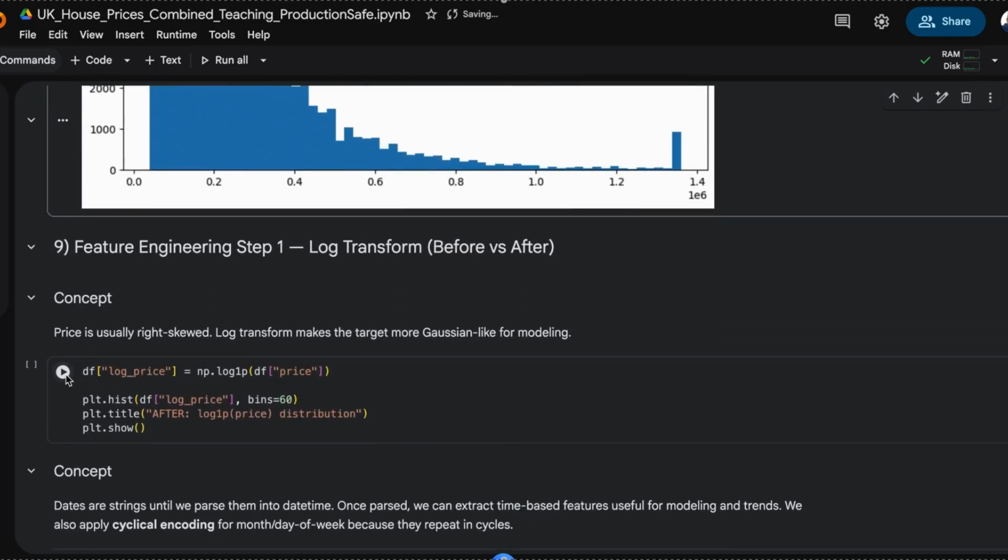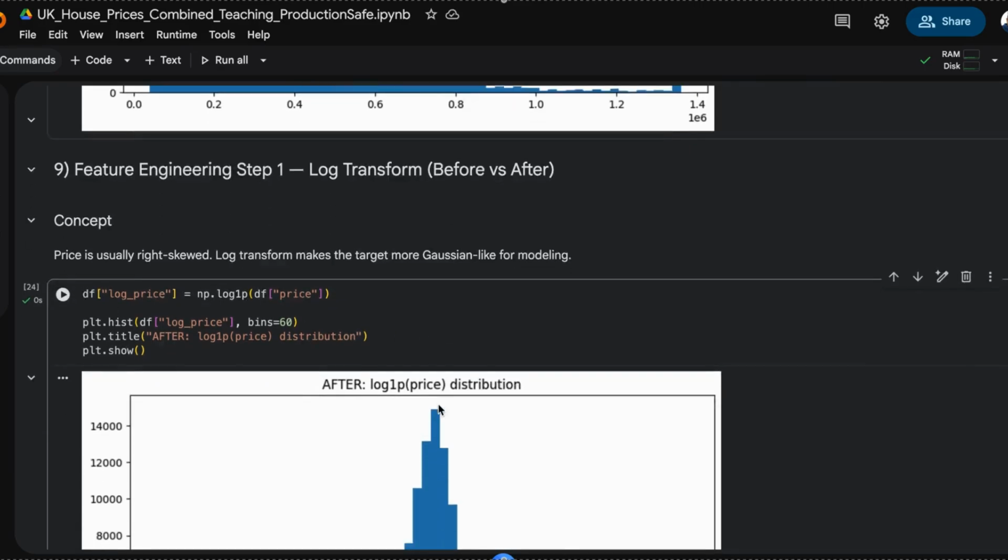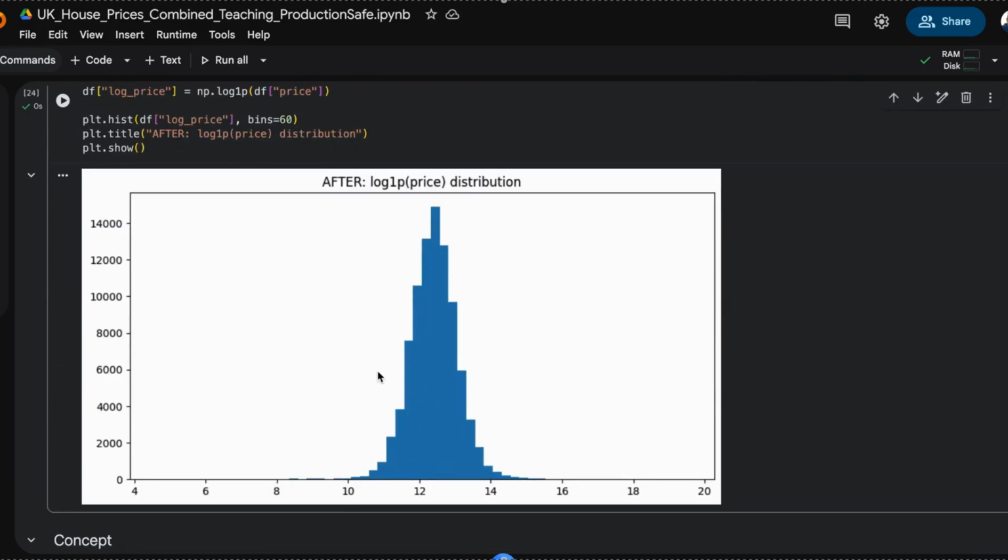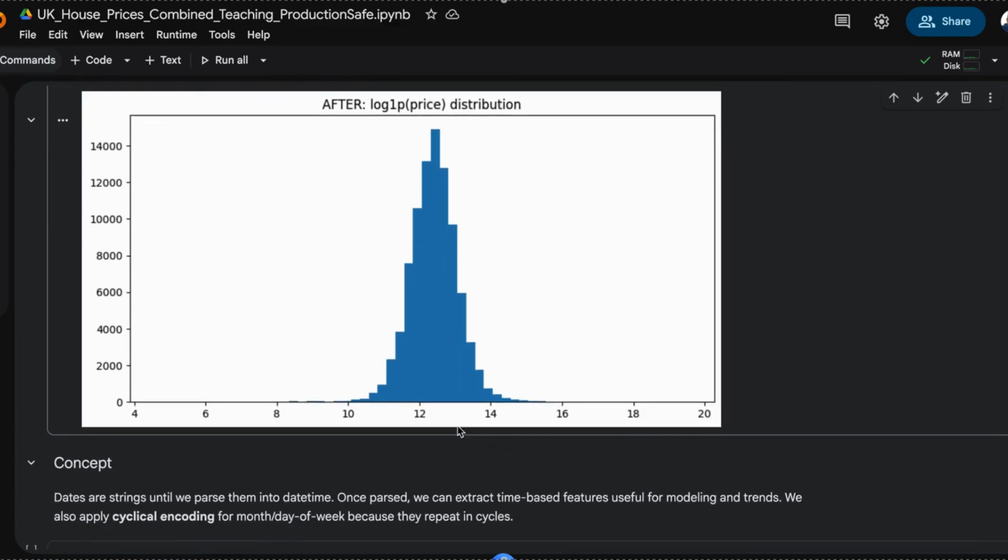Now we apply a log transformation to price. Compare the raw histogram with the log-transformed histogram. The distribution becomes far more symmetric. The extreme tail is compressed. The density spreads more evenly.